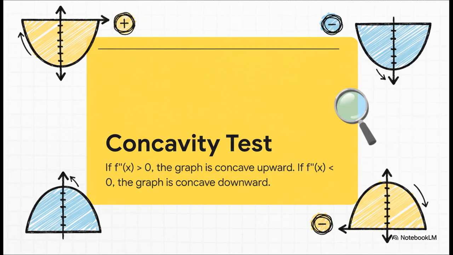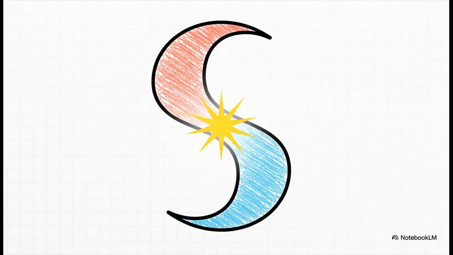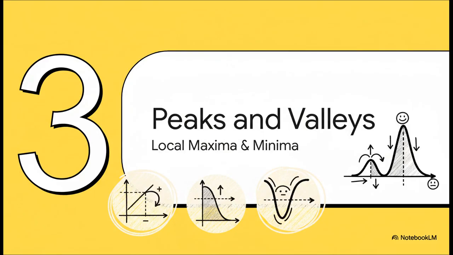And you probably guessed it, just like with direction, we've got a super simple test for this, the concavity test. If the second derivative, f double prime of x, is positive, our graph is concave up, it's cup-shaped. If it's negative, our graph is concave down, it's dome-shaped. And that moment where the story changes, where the curve switches from being cupped to domed or the other way around, that is a very special spot called an inflection point. It's where the whole character of the curve's bend just shifts. Okay, we've got our clues, direction from the first derivative and curvature from the second.